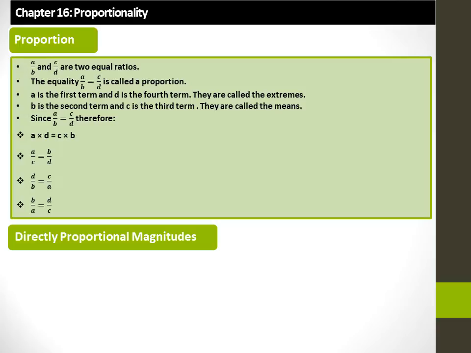Since A over B equals C over D, therefore we can write A times D equals C times B, A over C equals B over D, D over B equals C over A, and B over A equals D over C.